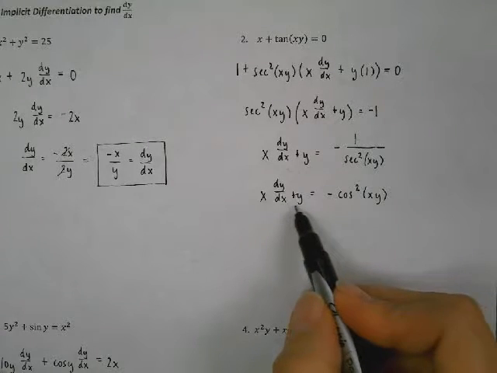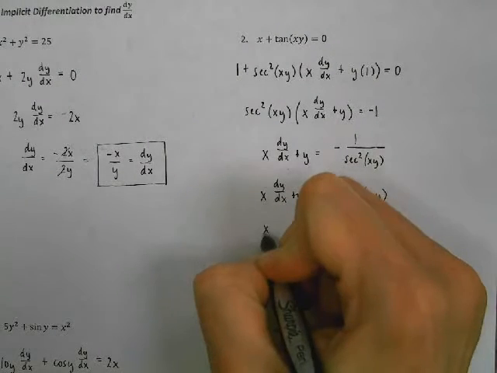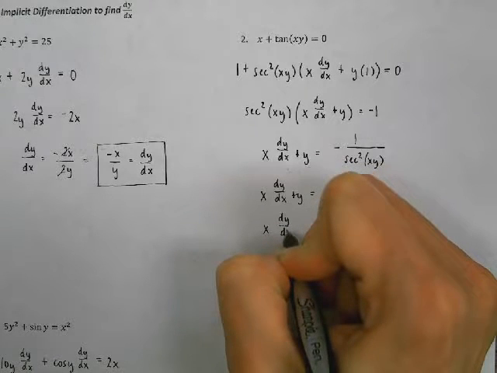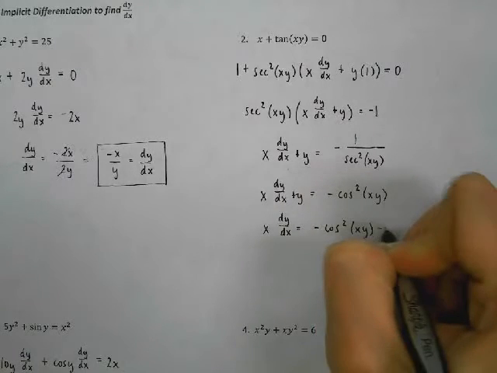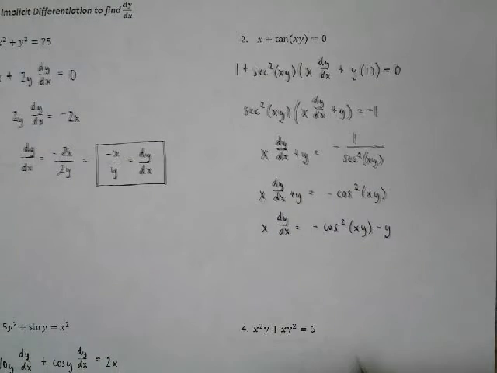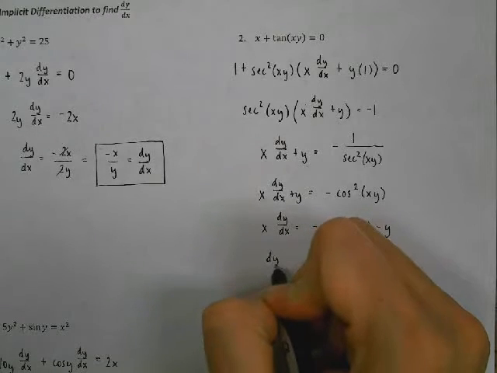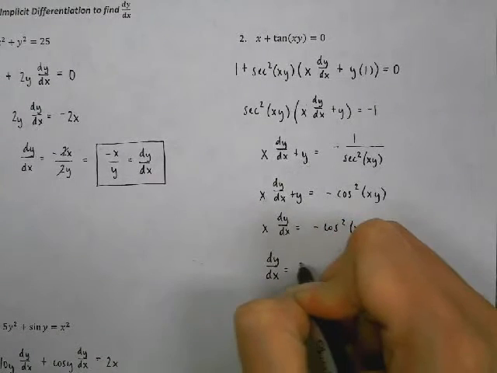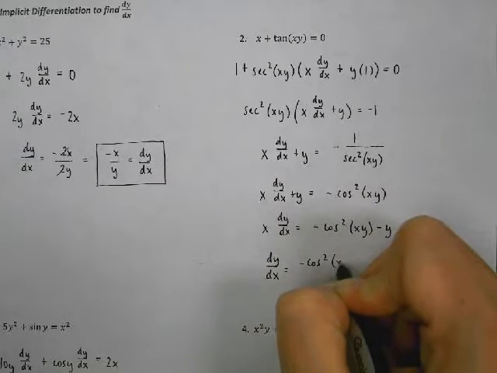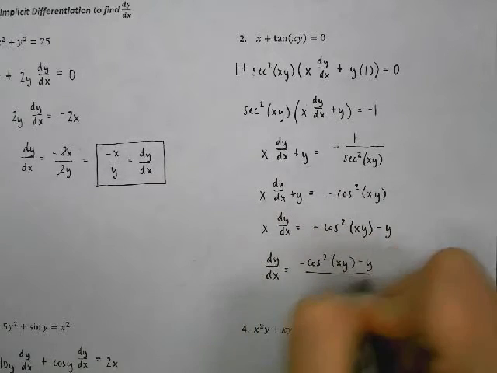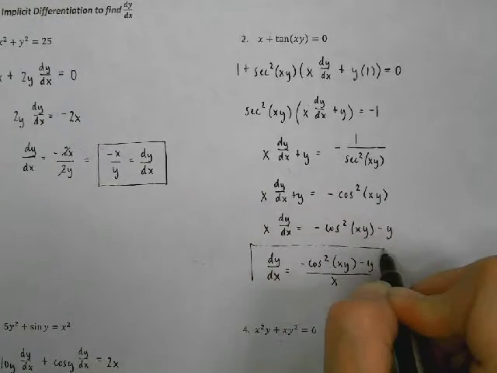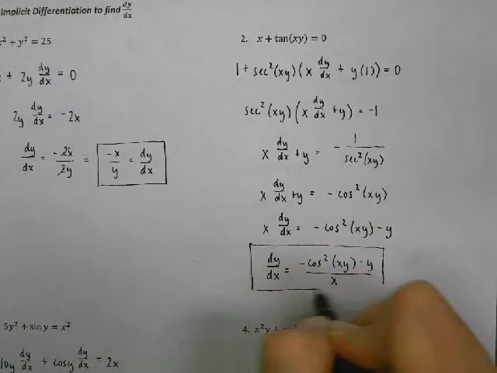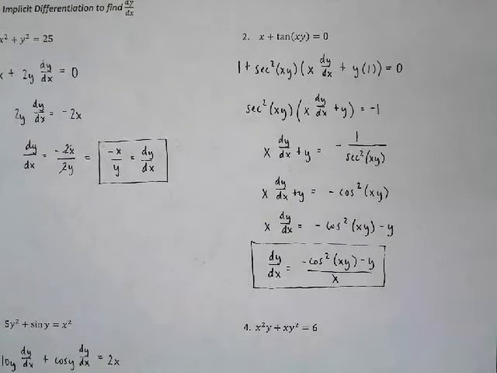So now, I'm almost there. If I subtract a y from both sides, I get x times dy/dx equals negative cosine squared of xy minus y, and then my last step is just to divide both sides by x. And so I get negative cosine squared of xy minus y all over x. So that one was pretty hefty because we have implicit differentiation with chain rule with product rule.